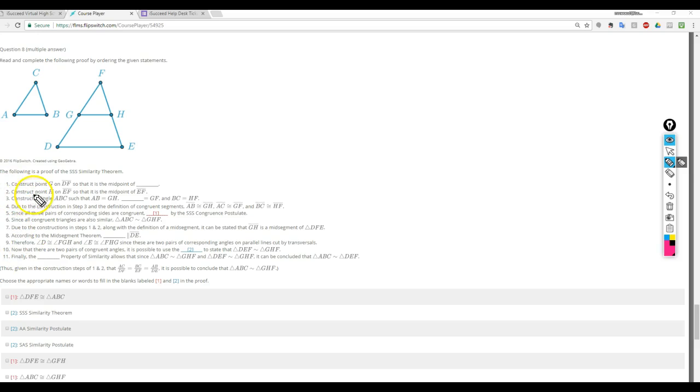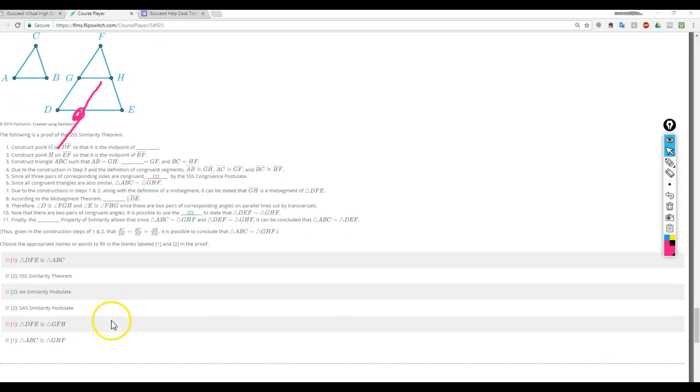If we compare the first statement to our second statement, it is pretty much the same one. G on segment DF so that it is the midpoint of segment DF. So G is the midpoint of our segment DF. So our first blank is segment... well, there's not a number there. Just know that that is segment DF.